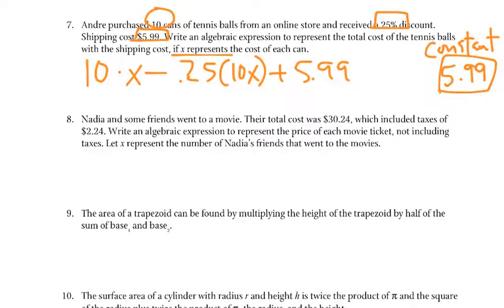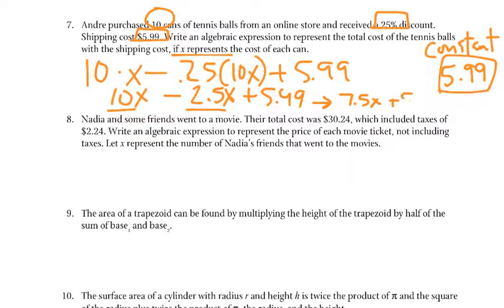Okay, so we can simplify this a bit, right? 0.25 times 10, if you typed it into your calculator, would give you 2.5x plus 5.99, and we're subtracting that from 10x. So 10 minus 2.5 would give us 7.5x plus 5.99, and that would be our simplified version of the expression. Okay. Remember, the other way to do that would be to multiply the original by 0.75, which would give us our same answer. Okay, if we're thinking about it differently.